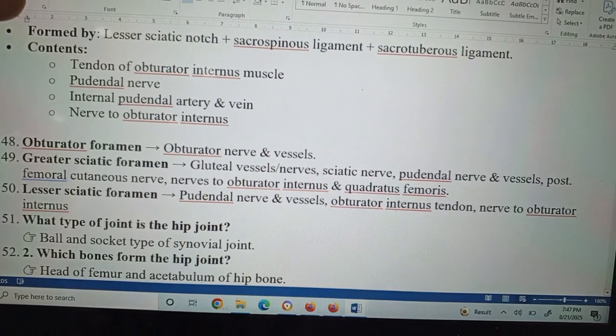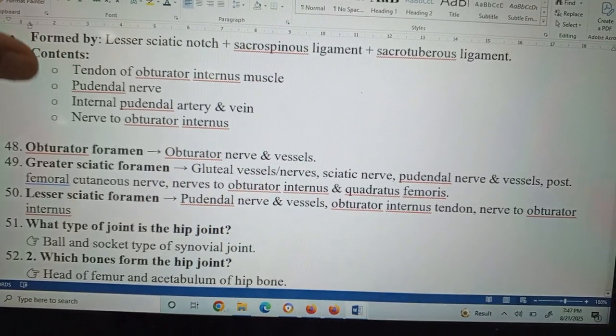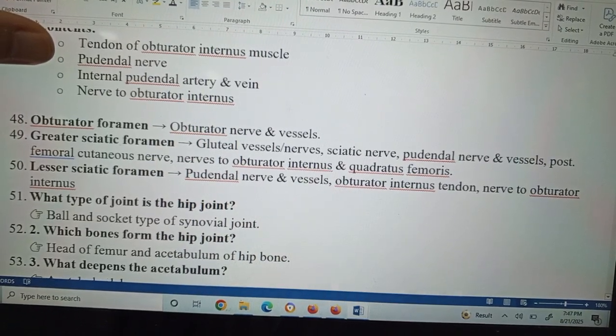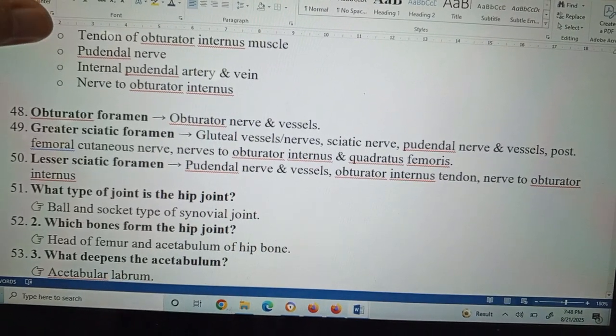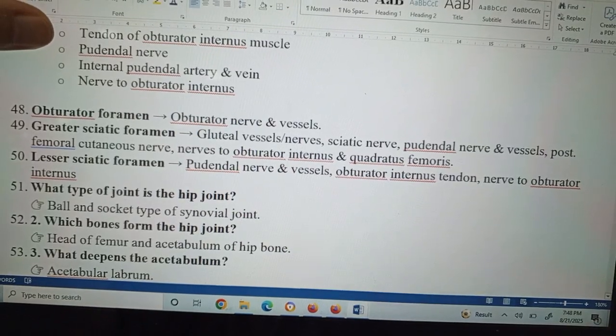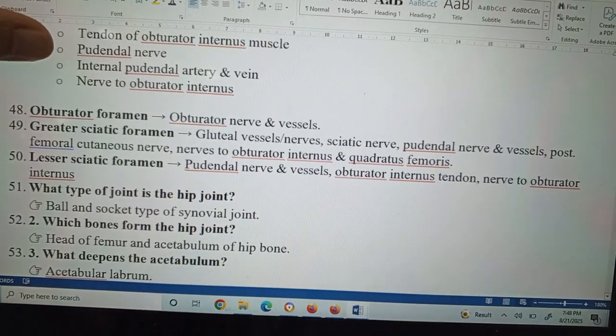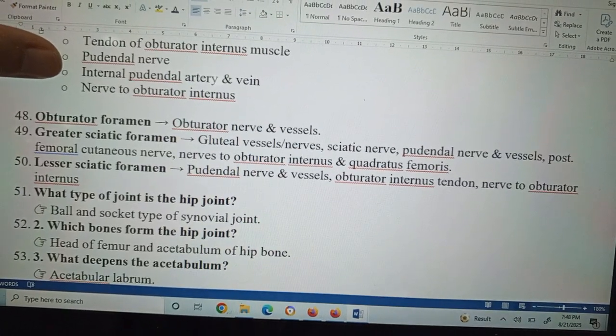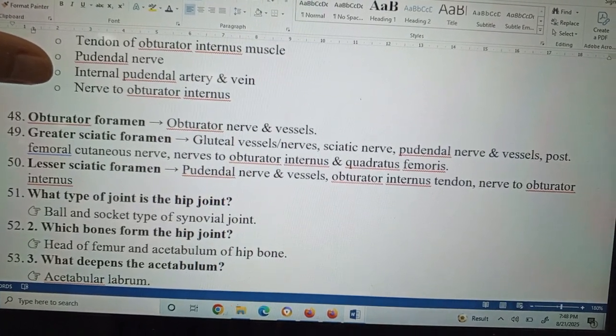Obturator foramen contains obturator nerve and vessels. Greater sciatic foramen contains gluteal vessels and nerves, sciatic nerve, pudendal nerve and vessels, femoral cutaneous nerve, nerve to obturator internus and quadratus femoris. Lesser sciatic foramen contains pudendal nerve and vessels, obturator internus tendon, and nerve to obturator internus.